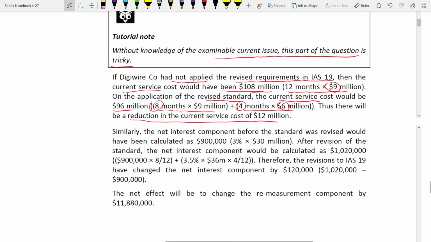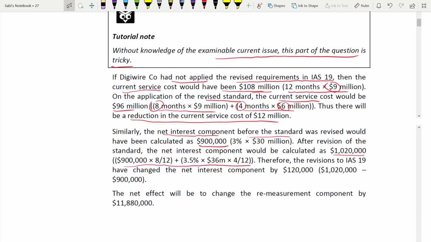Coming to the net interest component. Similarly, the net interest component also the same way. Make sure that you write these terms before the standard, after the standard. You have to write it, because if you just write figures like that, no one will understand whether it's before or after. So before the standard, it was 900,000 because 3% into 30 million. After the revision, it is this.